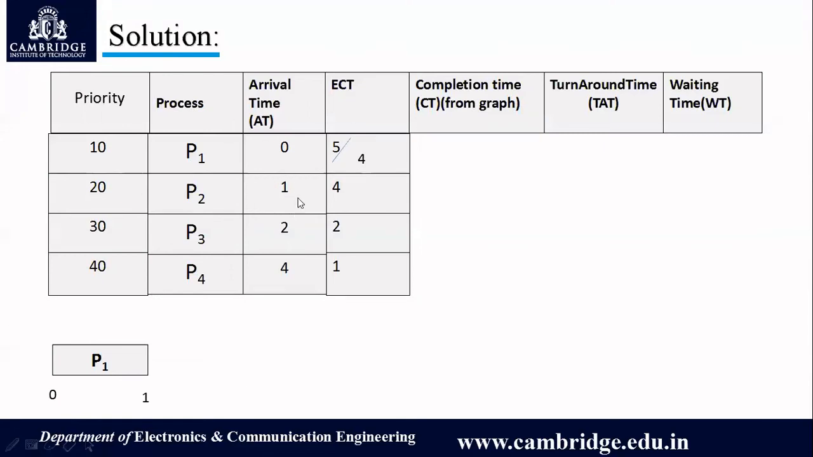Now at 1 millisecond, which out of P1 and P2, that is ECT 4 and 4, priority 10 and 20, which one do I have to choose? P1 and P2 both are there, but higher priority is for P2. So P2 would be chosen, and P2 would get executed for another 1 millisecond only. That is, it would go up to 2 milliseconds, because at 2 milliseconds you have P3 coming in. So at 2 milliseconds, I would have P1, P2, P3, all three.